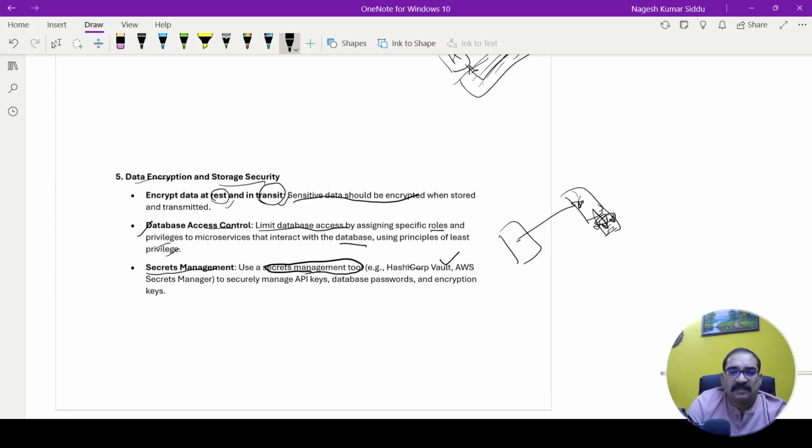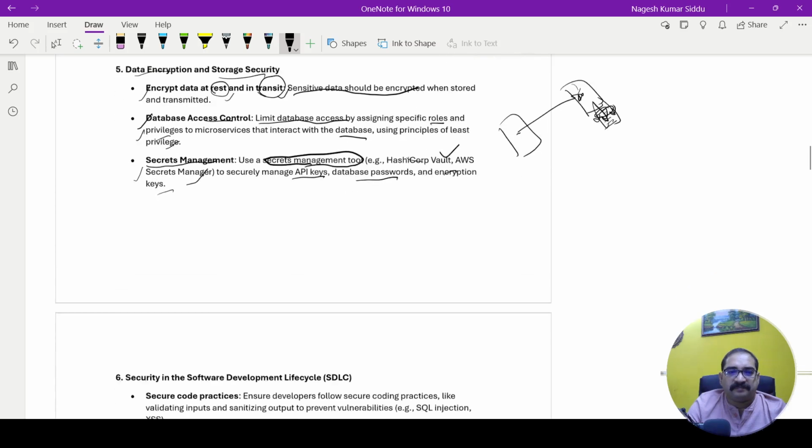HashiCorp's Vault is a good one, or AWS Secrets Manager is another tool that provides managing the secrets to securely manage API keys, database passwords, and encryption keys. This way we'll add one more level of security by keeping the data in a secured way by encrypting, then providing controlled access to the database, and then maintaining the passwords in a secured password management tool.